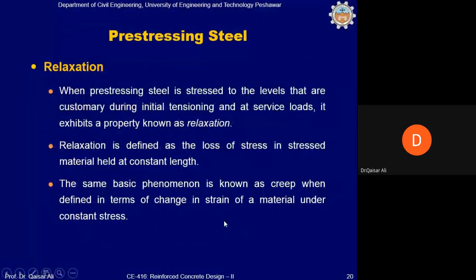Okay, so let's now discuss the next topic in pre-stressing steel, which is relaxation. When pre-stressing steel is stressed to the levels that are customary, and customary means that are common during initial tensioning and at service load, it exhibits a property known as relaxation. Relaxation is defined as the loss of stress in the stressed material held at constant length.